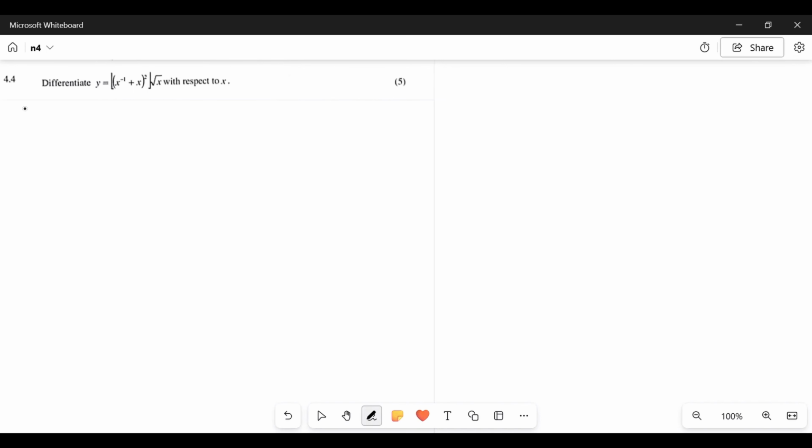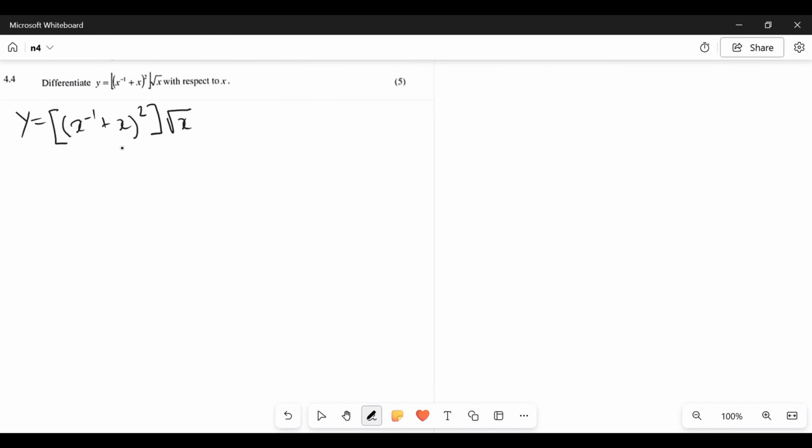All right, guys, let's look at 4.4. They want us to differentiate this expression here with respect to x. So let me rewrite it so that you can see it to simplify it. We have y equals open bracket and another inner open bracket x to the power of -1 plus x, close bracket squared, open bracket, multiplied by root x. So this is what they want us to differentiate.